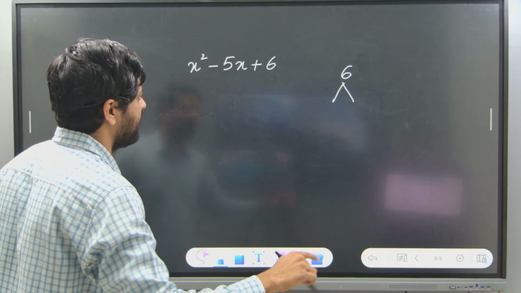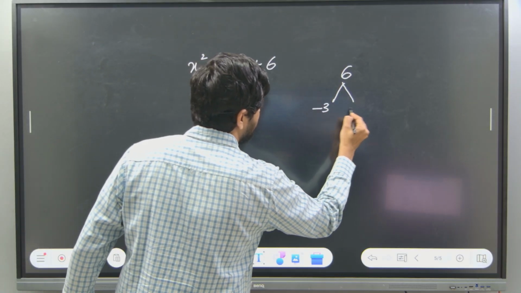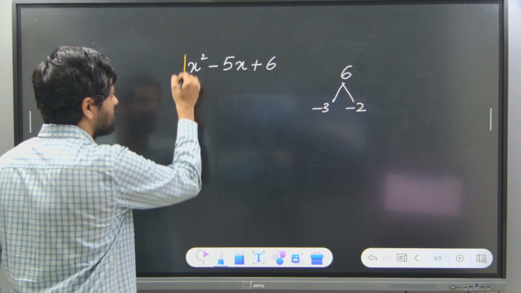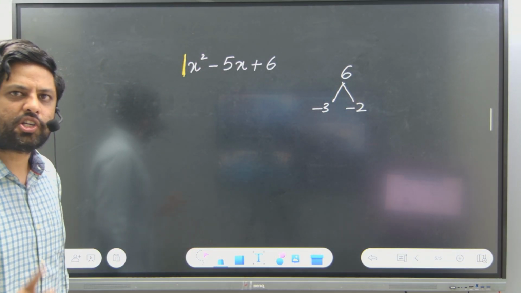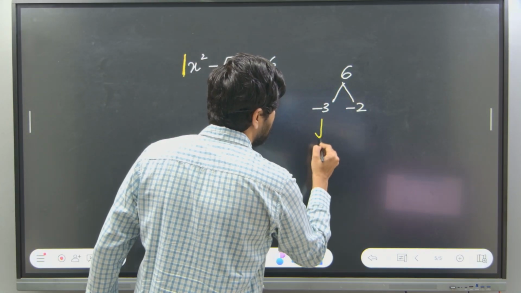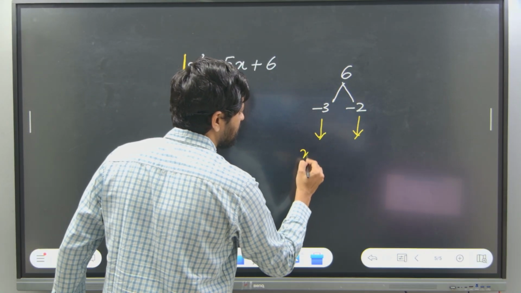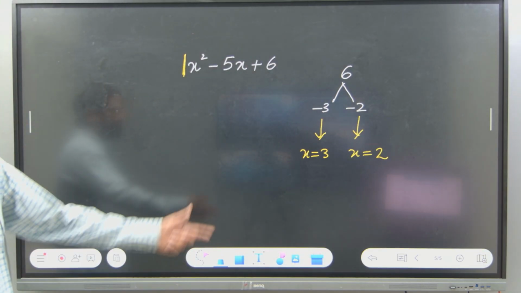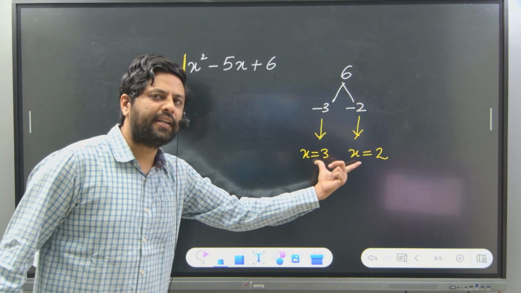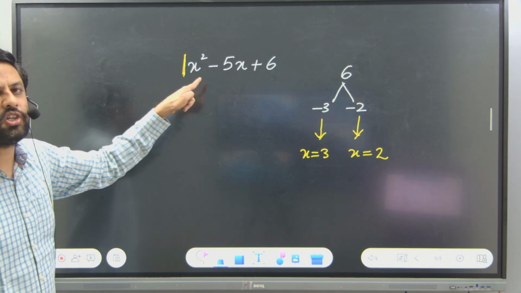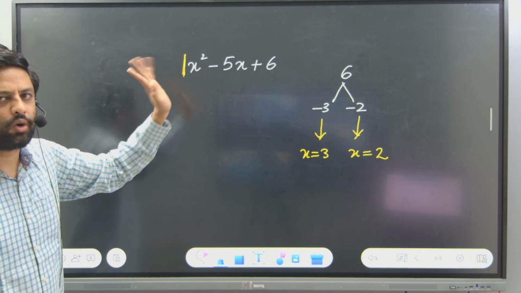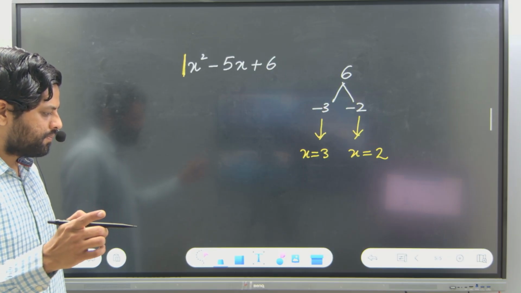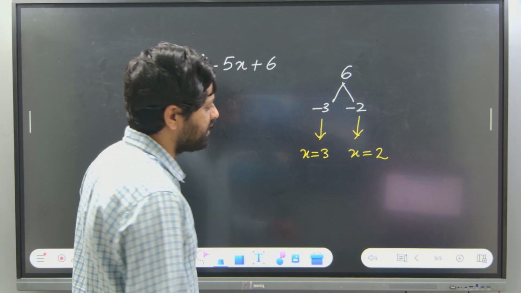Just one thing before going ahead, what we do? We write minus 3 and minus 2. So whenever the coefficient of x square is 1, the answer will be directly, change the signs of this. Answer will be x is equal to 2 and x is equal to 3. So once you write this, you can directly write the answer, provided the coefficient of x square is 1.